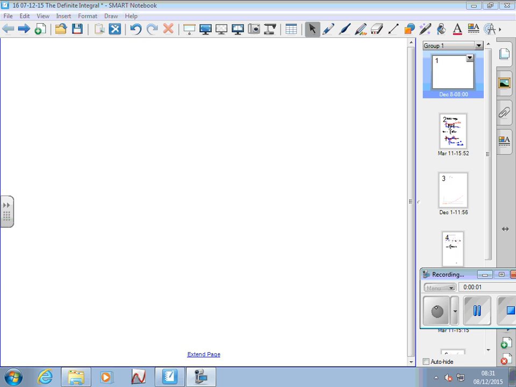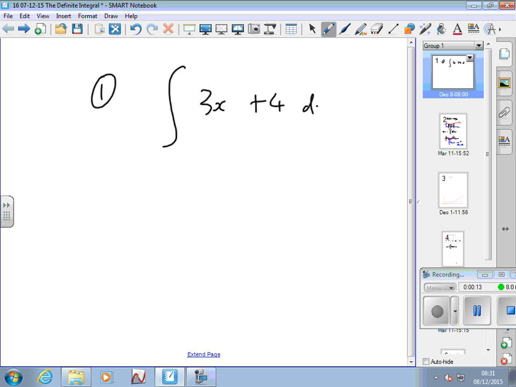So for today, number one, okay, number one, integrate 3x plus 4 with respect to x. Integrate that for me. Should just write down the answer, really.